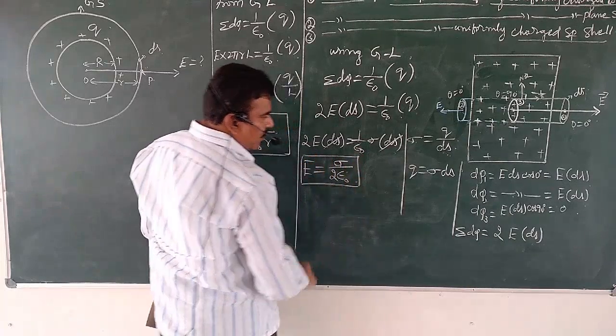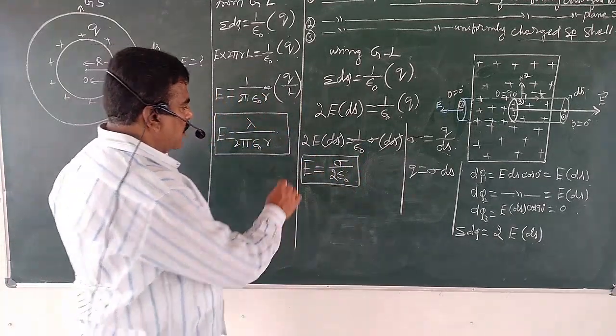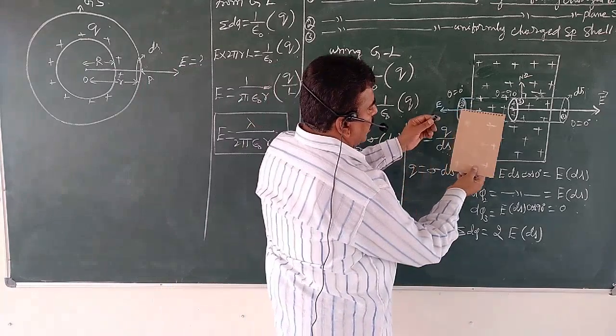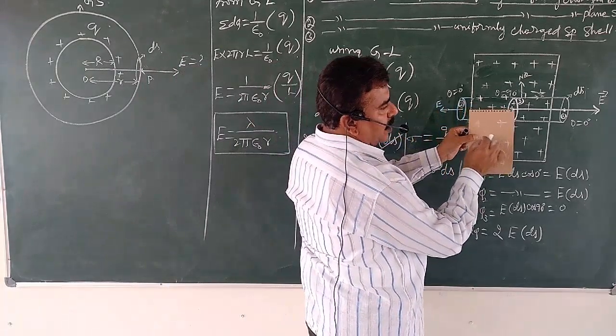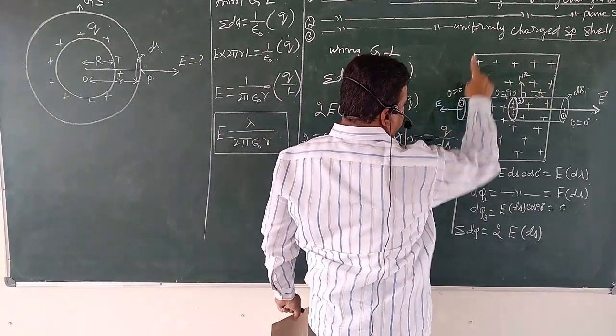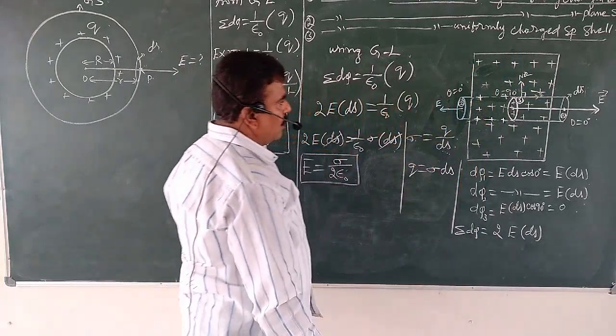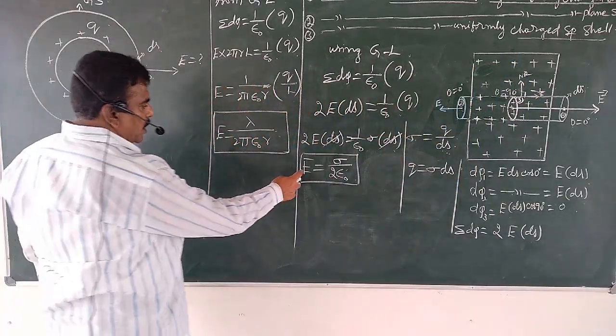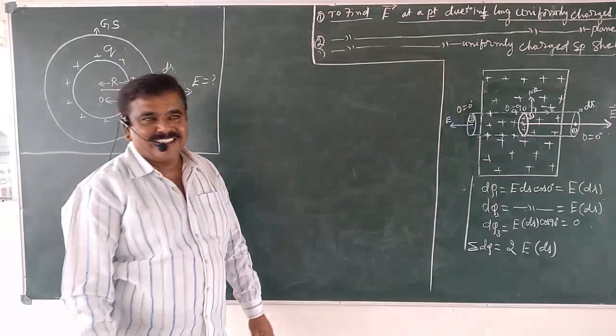This gives a very clear expression for electric intensity near a charged surface. Okay? So this is how we clearly find it out. This is the second application.